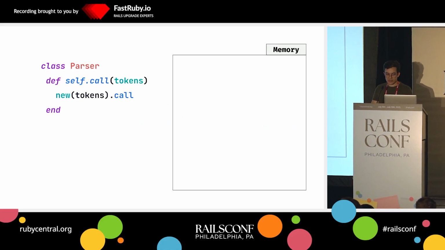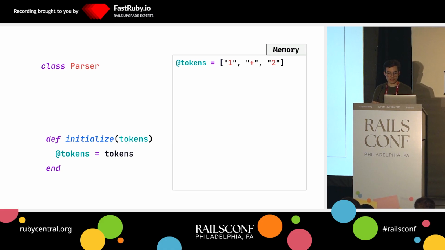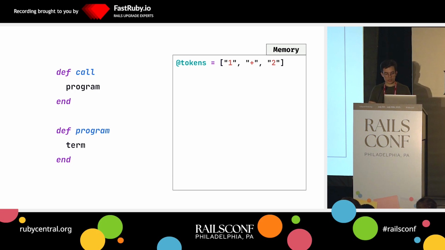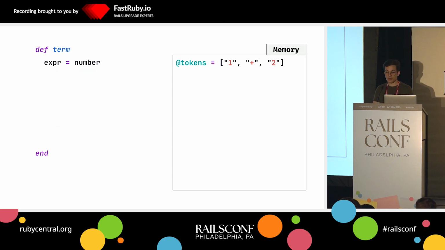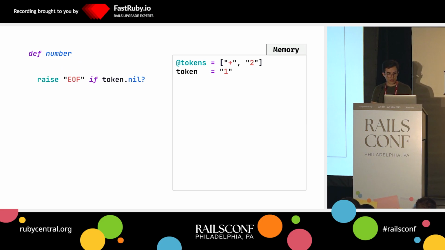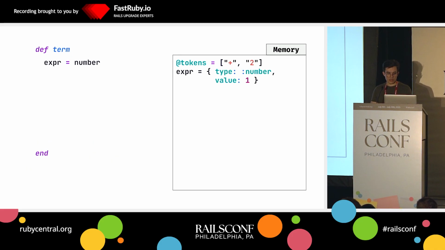So inside parser, we initialize the tokens with the list of tokens that we received. We call program, then term, and inside term, we call number. And now inside number, we advance to get a token. So we got a token. It's not nil. It is matching the regex for a digit. So we'll return now a node of type number with that value converted to an integer. So there you go, we get the first expression.